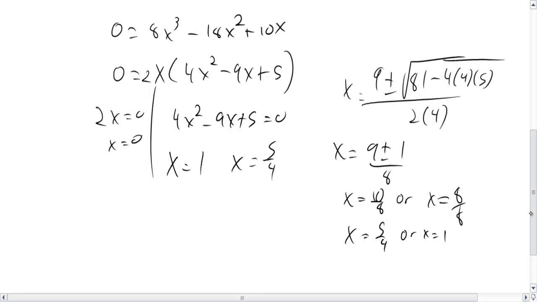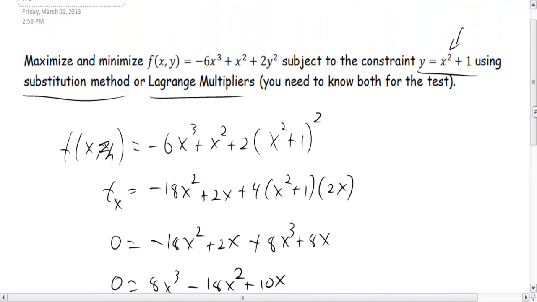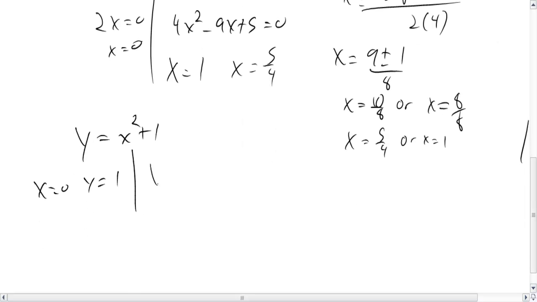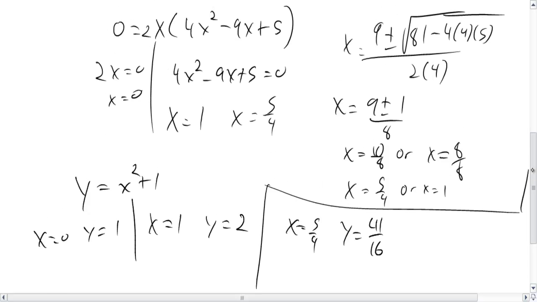Now I have to work backwards, and I substitute them back into y equals x squared plus 1. So for the case where x equals 0, I'm going to get y equals 1. For the case where x equals 1, I'll get y equals 2. And then finally, for the case where x equals 5/4, I'm going to get something not as pretty. We get y equals 41/16.